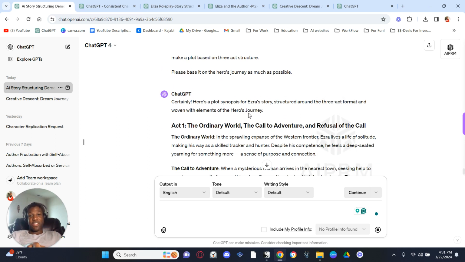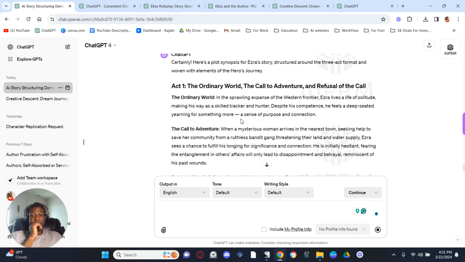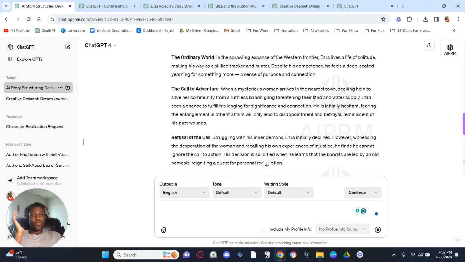Act one, the ordinary world. It's telling you all the things that are going in. So in the sprawling expanse of the western frontier, Ezra lives a life of solitude, making his way as a skilled tracker and hunter. Pretty cool. Despite his competence, he feels a deep-seated yearning for something more, a sense of purpose and connection. Super cliche. I love it. So then he meets a woman in the nearest town. Oh my gosh, this sounds like a Hollywood movie already. Seeking help to save her community from a ruthless bandit gang threatening their land and water supply. Ezra sees a chance to fulfill his longings for significance and connection. Oh my gosh, you don't need to put that out there, but that's exactly what it is.